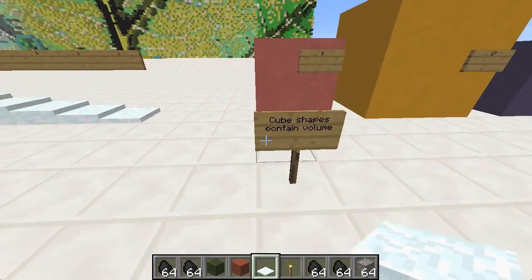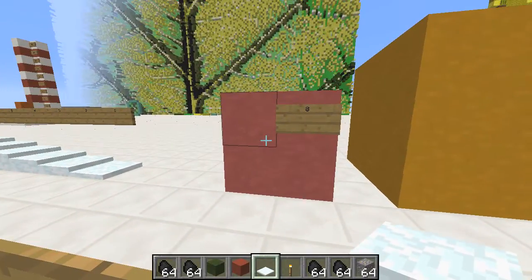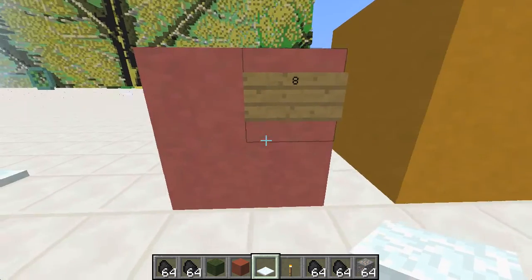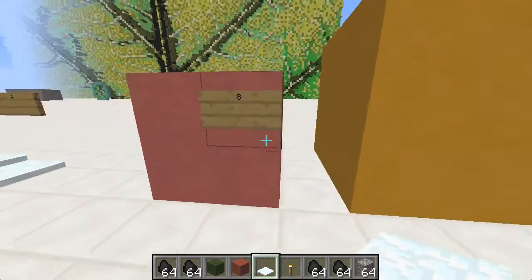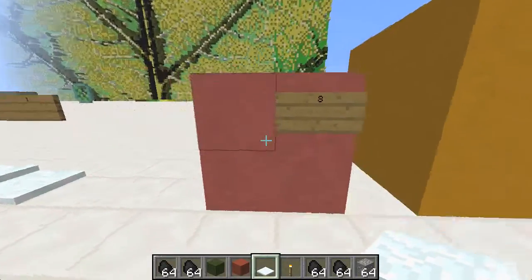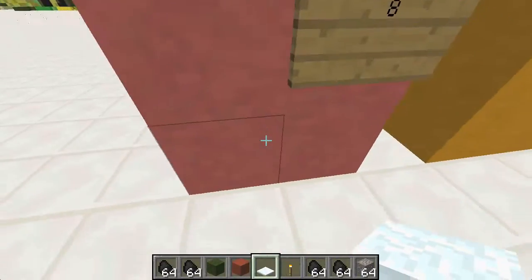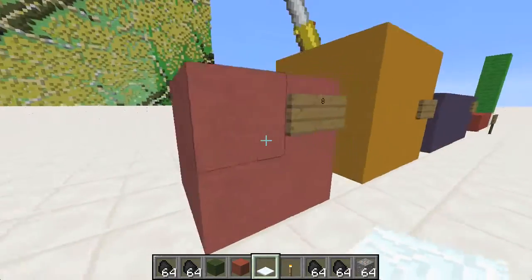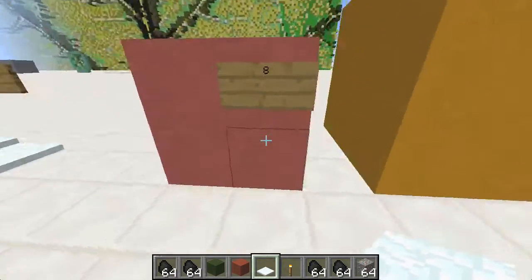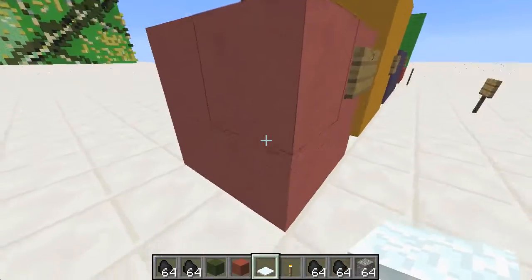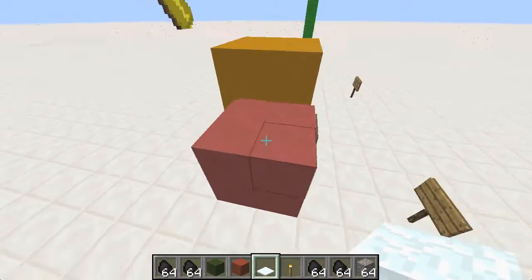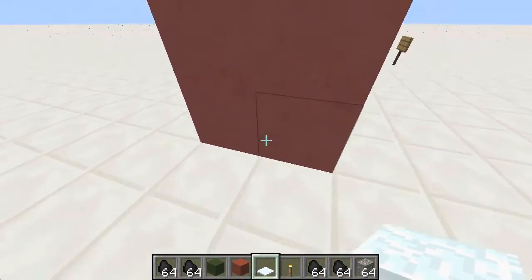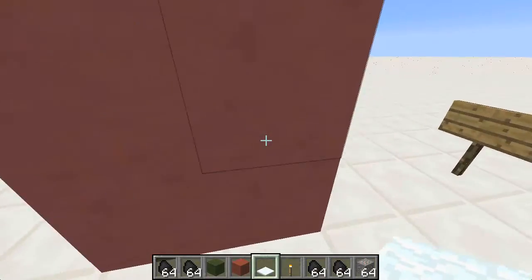So cube shapes contain volume, okay, and I'm actually teaching my 6-year-old a little bit about volume at the moment. We're using Minecraft to do that. So when we look at it, I say, how many cubes and how many cubic meters are in this shape, and he has to count them all up, okay. And it's quite easy when you start off with here, because you can actually see all of them. So we can see there's 4 cubes on the top, and there's 4 cubes on the bottom.